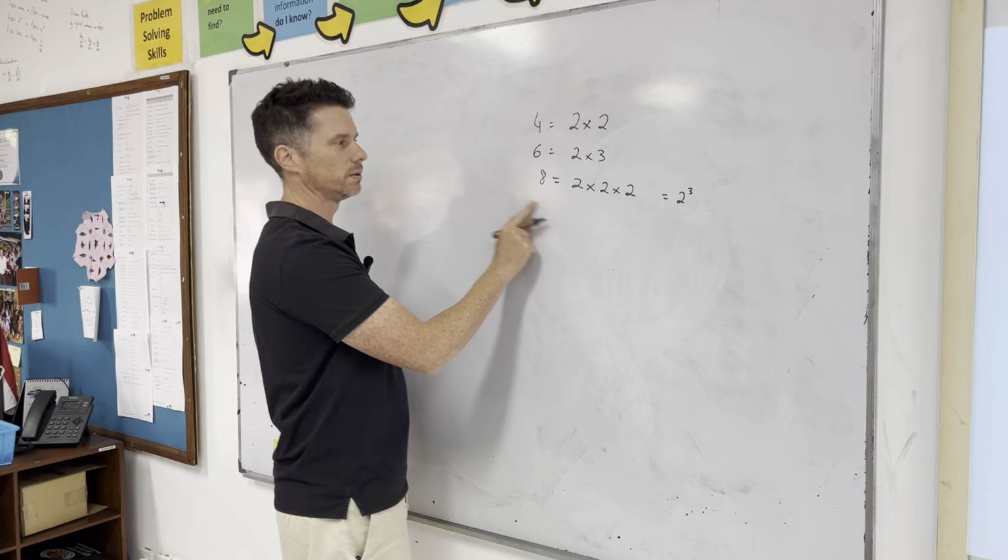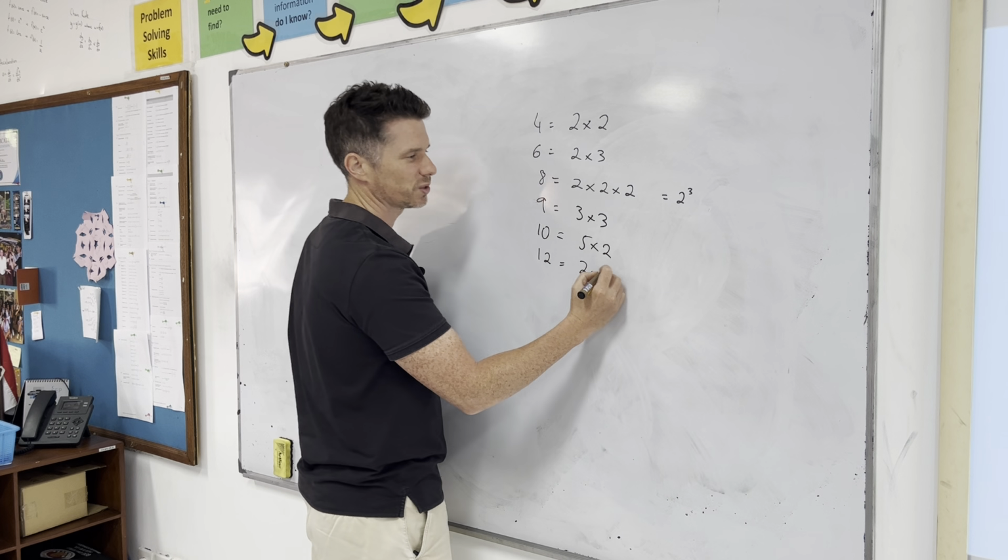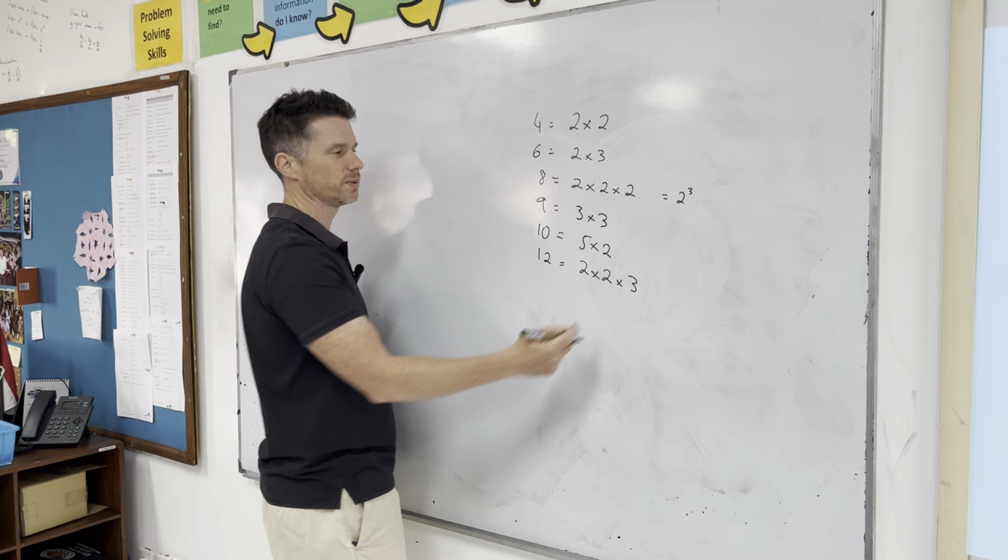Okay, 10. Oh, 9 is the next one, isn't it? That's 3 times 3, also both prime. So I can make them all so far with just prime numbers. 10, 5 times 2, that's prime. Prime times prime. 12. 2 times 2 times 3, yeah, 4 times 3.